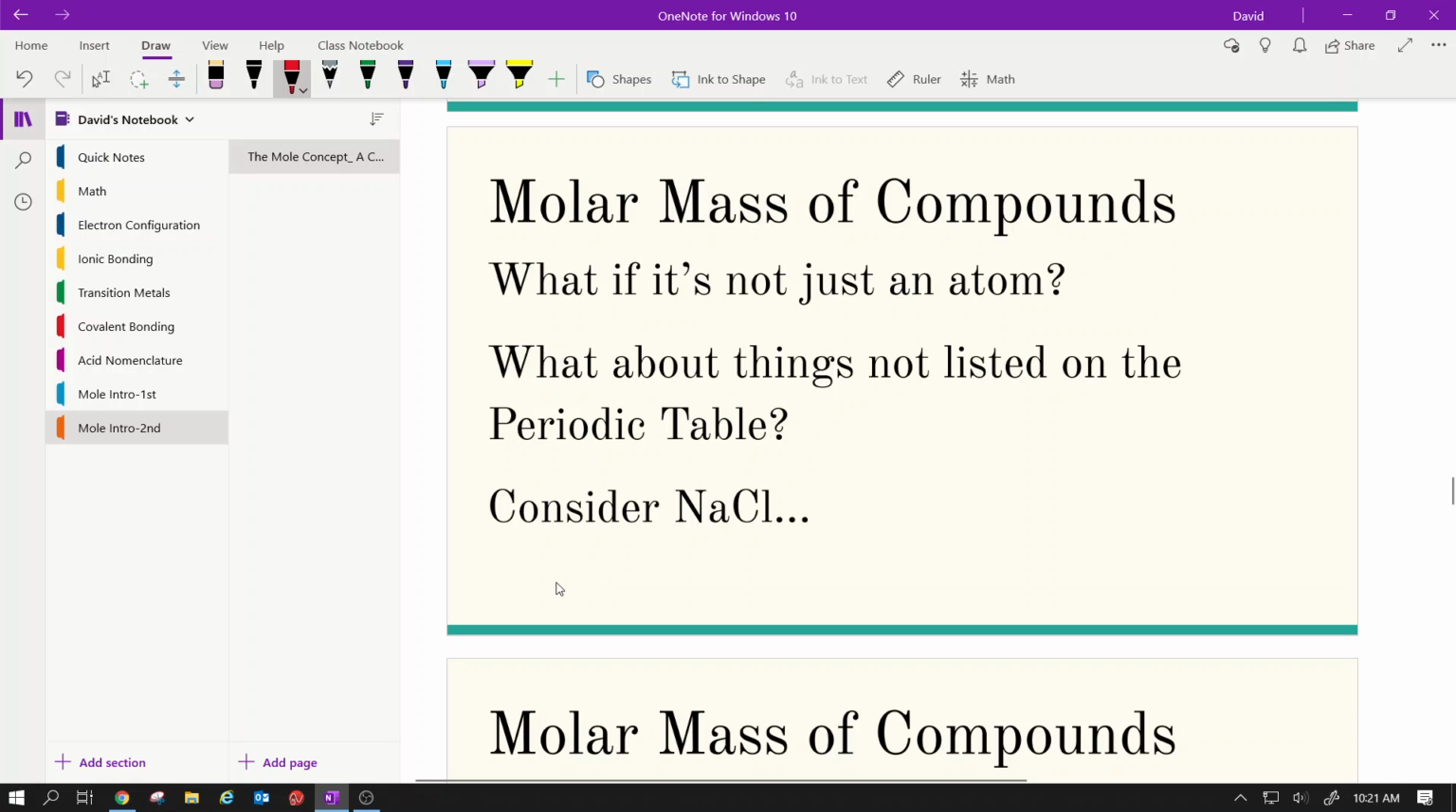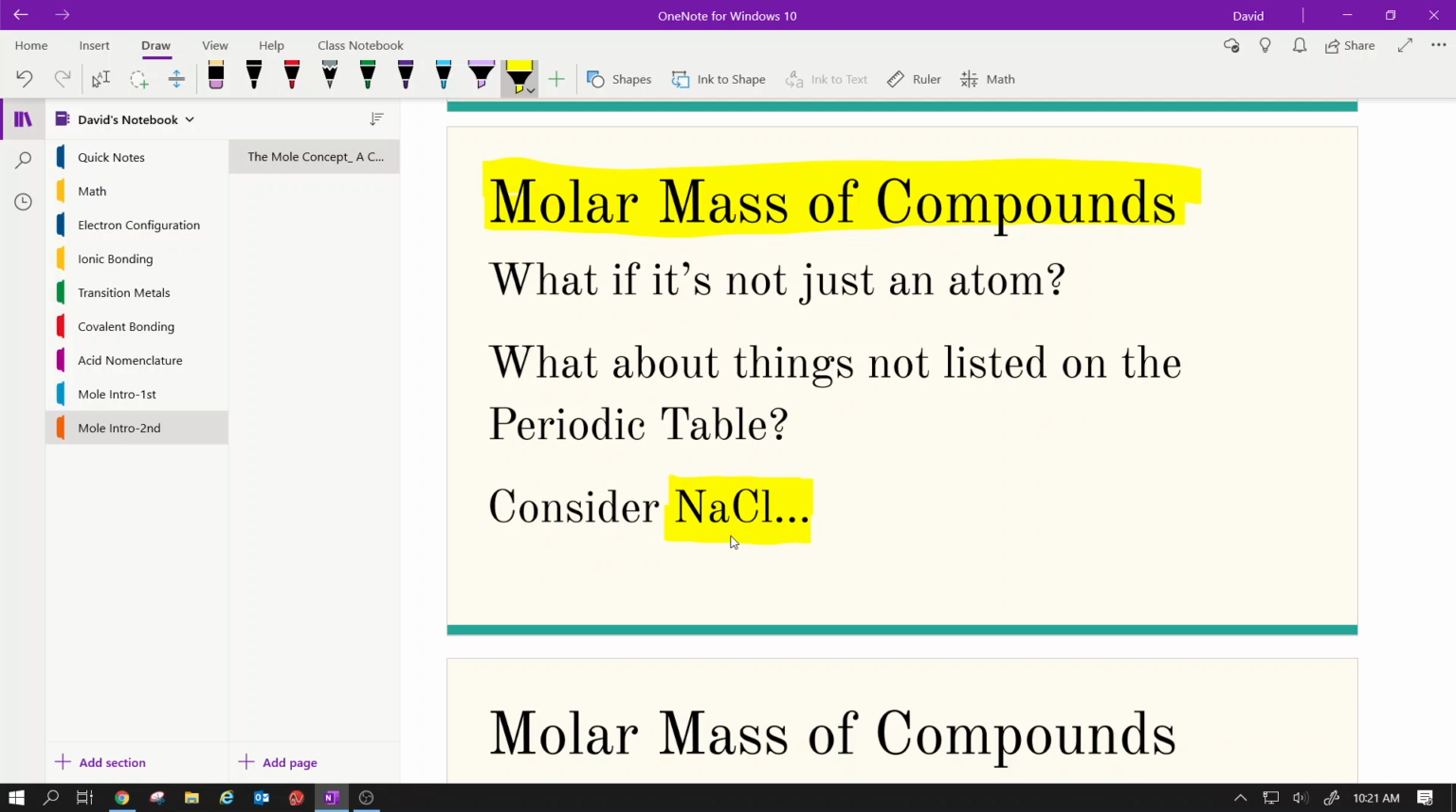Hey, what about molar mass of compounds? All right, so let's write this down as a slightly different topic. Up until now, we've only been talking about atoms. We've talked about atoms of iron. We've talked about atoms of nitrogen and carbon. What if it's not an atom? What if it's a compound, like sodium chloride?